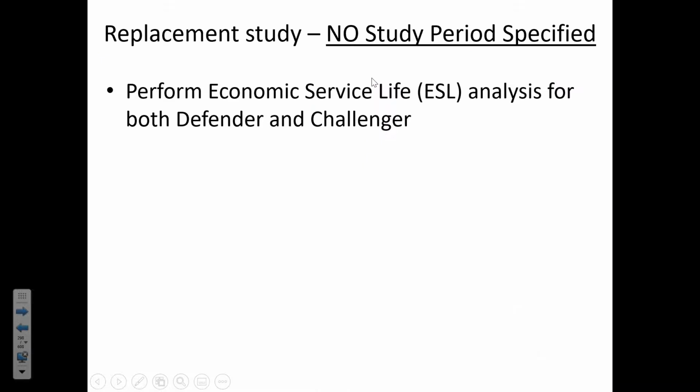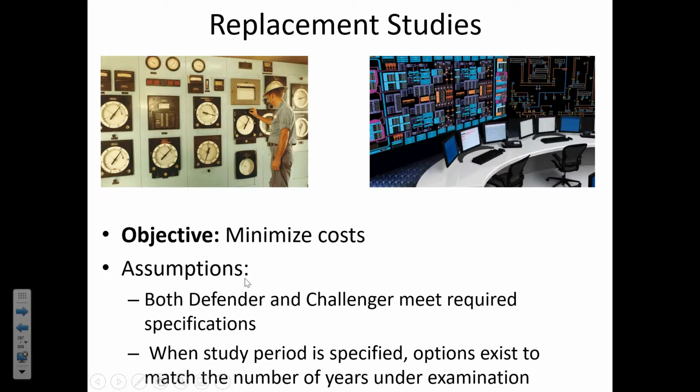Okay, so if no study period is specified, what that means is we don't have a specific time horizon in mind. We're just comparing these two options for however long they may naturally last. And so sometimes the Defender and the Challenger have a different natural life, where the equipment you already own, maybe your options are sell it now or keep it 1 more year, 2 more years, 3 more years, but maybe 3 is the maximum for the Defender. And it may be the case that the Challenger has a different number of years that it can be owned.